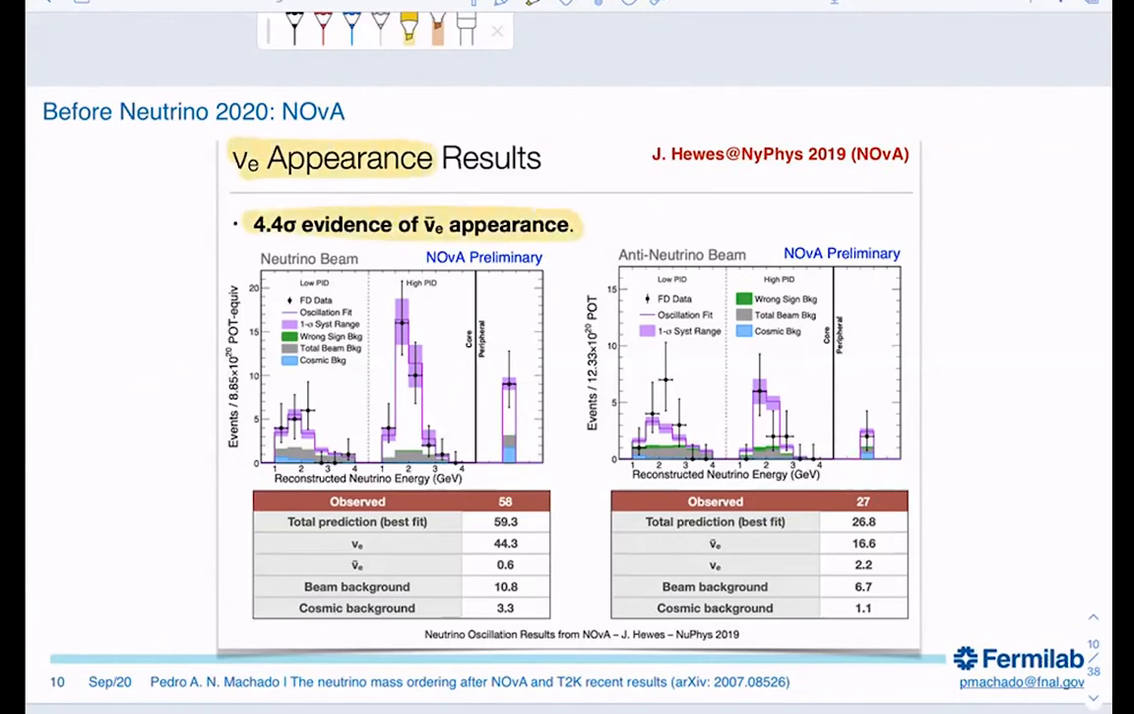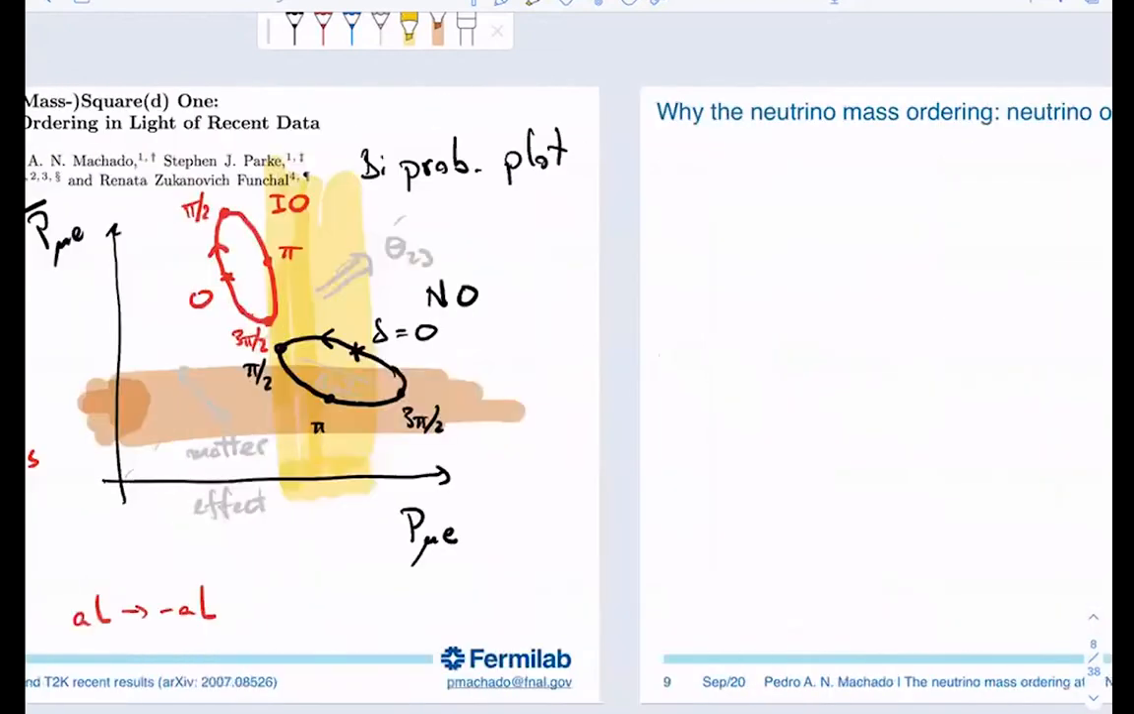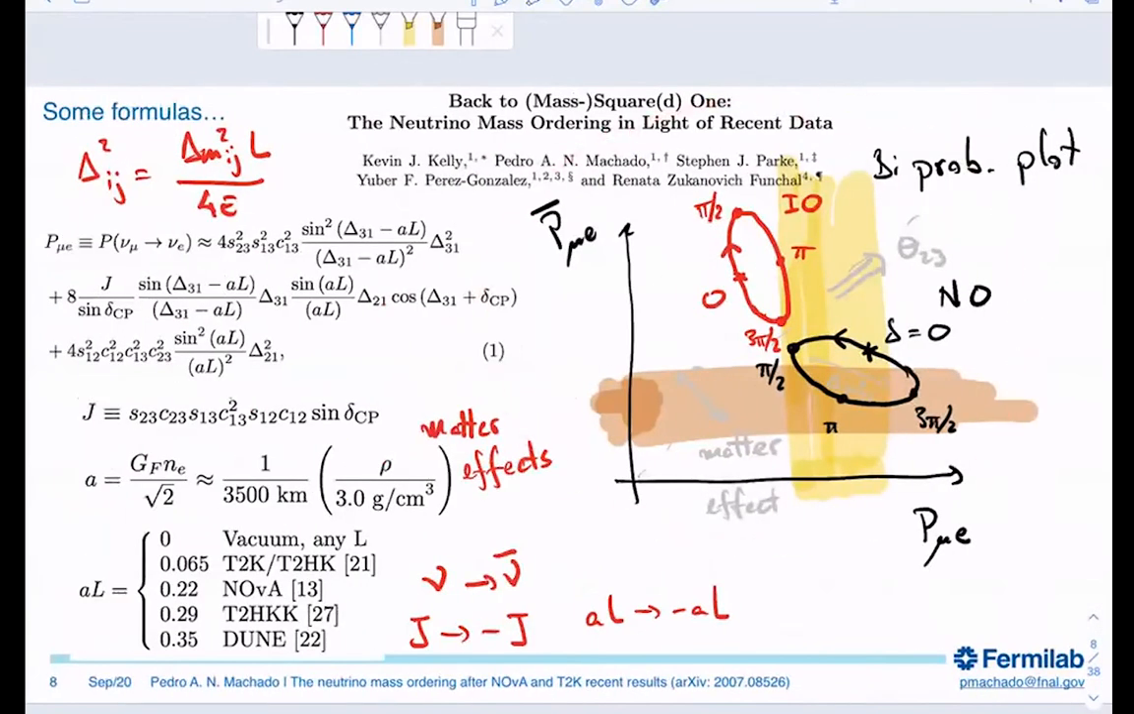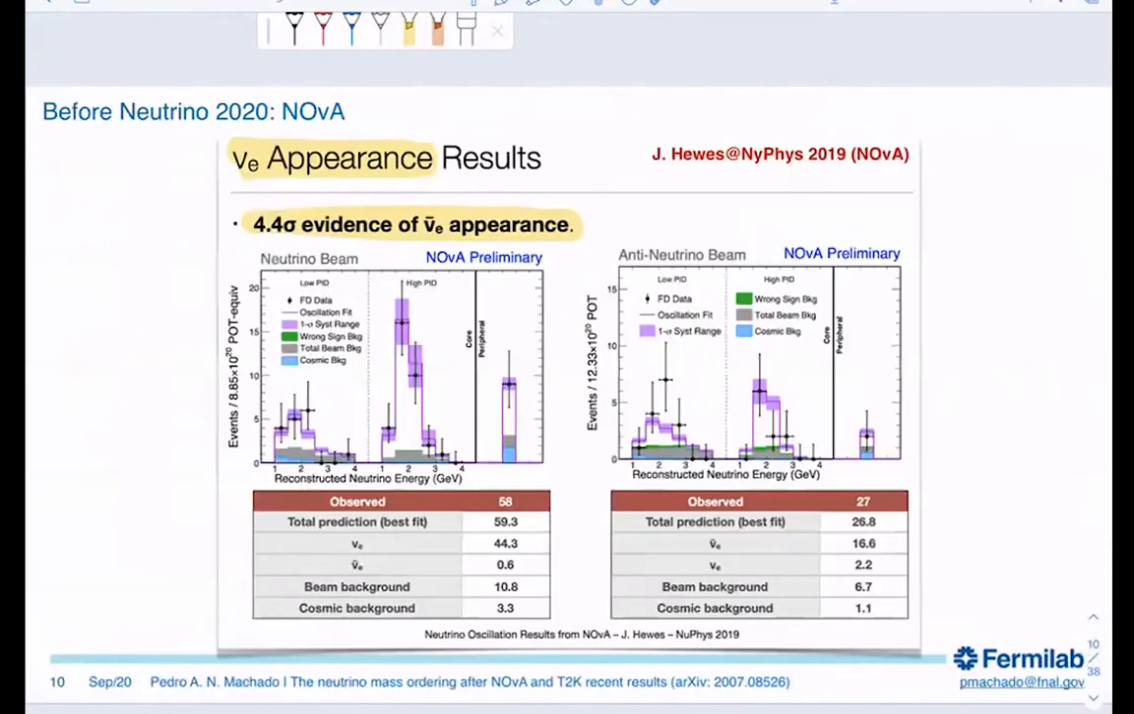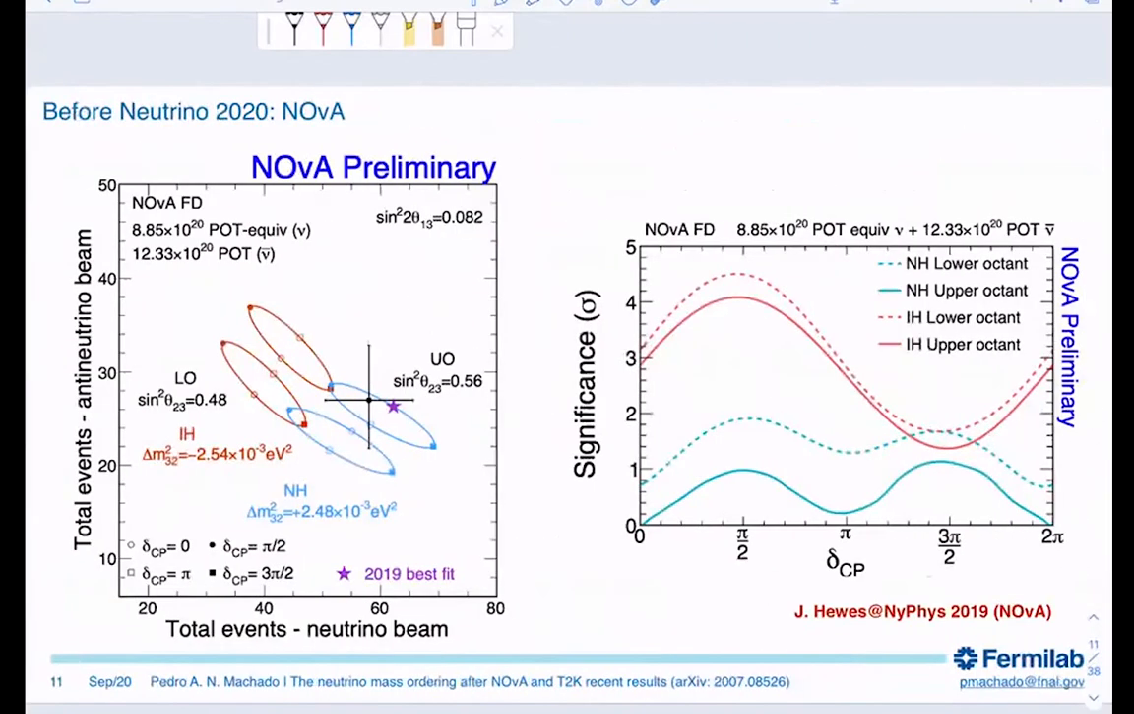Okay, and they obviously saw evidence of appearance in both neutrino and antineutrino modes. If we just look at their event numbers and translate into a plot like this, you just multiply the probability by quantities that translate into event numbers. If you do that, this is the old result from NOvA. So this is number of neutrino events, number of antineutrino events. So you can look at this like nu mu to nu e probability, nu mu bar to nu e bar probability.